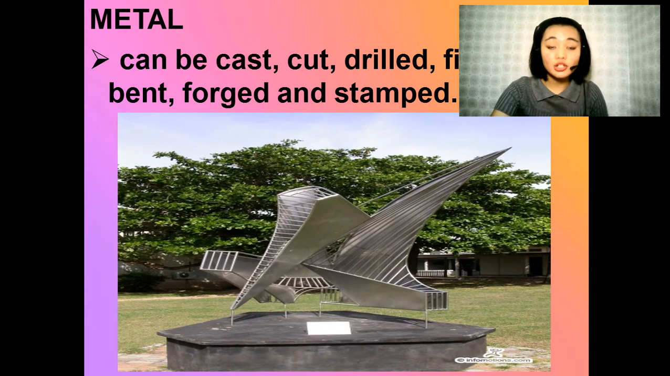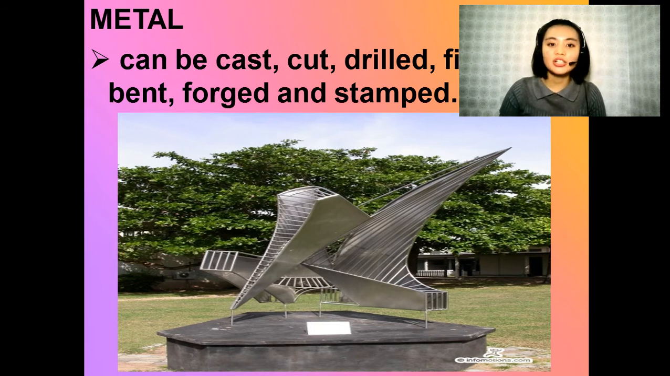Next is we have metal. Surprisingly, metal, although it's also sturdy and durable and hard, pero it's not really difficult to manipulate kasi it can be cast, it can be cut, drilled, filed, it can be bent, forged, and stamped. So, although metal as a material, matigas siya, pero actually, we can manipulate it kasi when applied to heat, medyo lumalambot siya ng konti and in that state, pwede natin siyang form into whatever figure that we want to achieve.